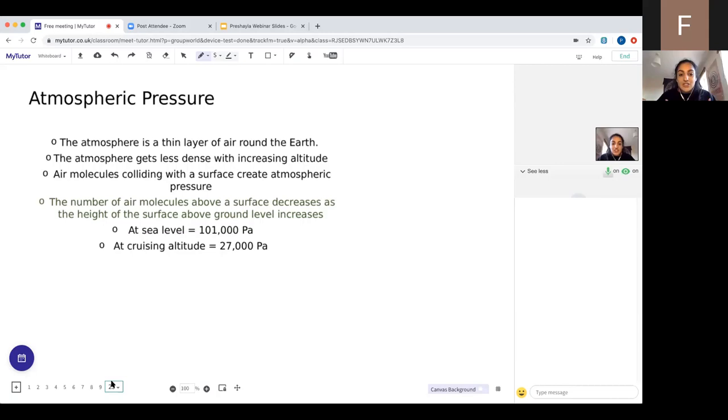So collisions cause pressure. You also need to know these two values, which is the pressure at sea level and the pressure at a cruising altitude, which is the average height that a plane normally flies at.